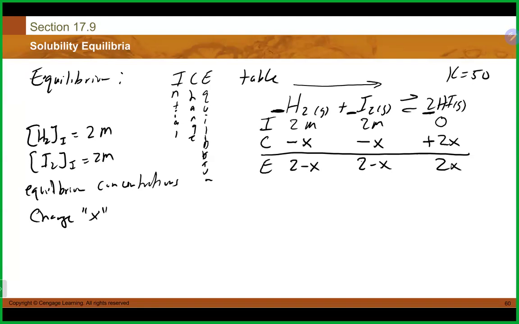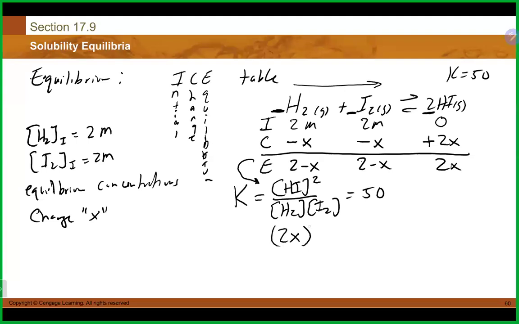First off, any questions on sort of this table? What do we do with this table? Well, we take our equilibrium expression, which is [HI]^2 divided by [H2][I2], and that equals 50. And what we do actually is take everybody here in the equilibrium line and put it into this equation. So that would give us up on top 2x, and that's going to be squared, divided by 2 minus x times 2 minus x equals 50.